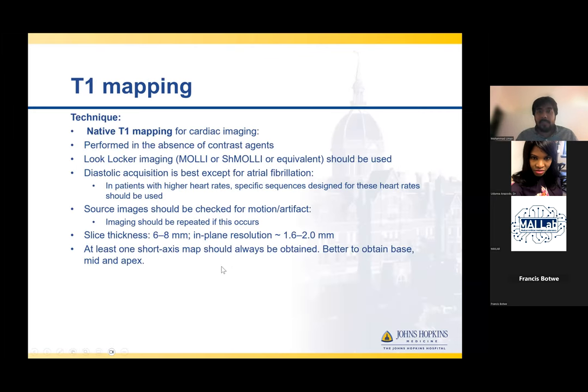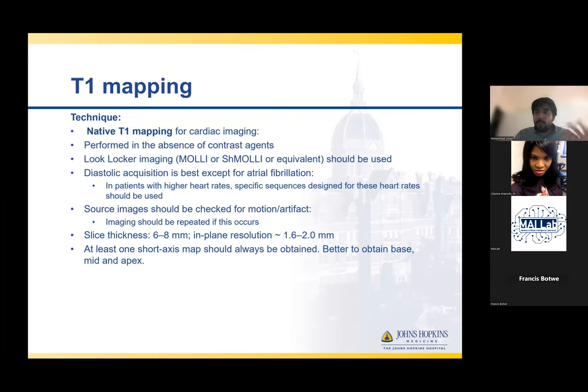So T1 mapping, we basically touched on briefly with the ECV. With T1 mapping, essentially you're trying to create a pixel map of the native and post-contrast T1 values of all the tissues in the image. Our focus tissues are going to be blood pool and myocardium. Those are the two numbers, before contrast and after contrast, that we need to calculate the ECV. So obviously, MOLLI and ShMOLLI sequences are used.